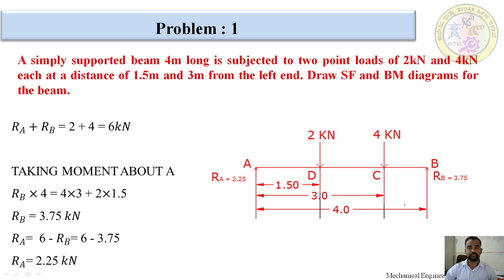In the concept of a simply supported beam with point loads, I already told you that firstly we have to calculate how much reaction happens at the supports. First support is support A, second support is support B. Before calculating shear force and bending moment, we have to determine the reactions at the supports.